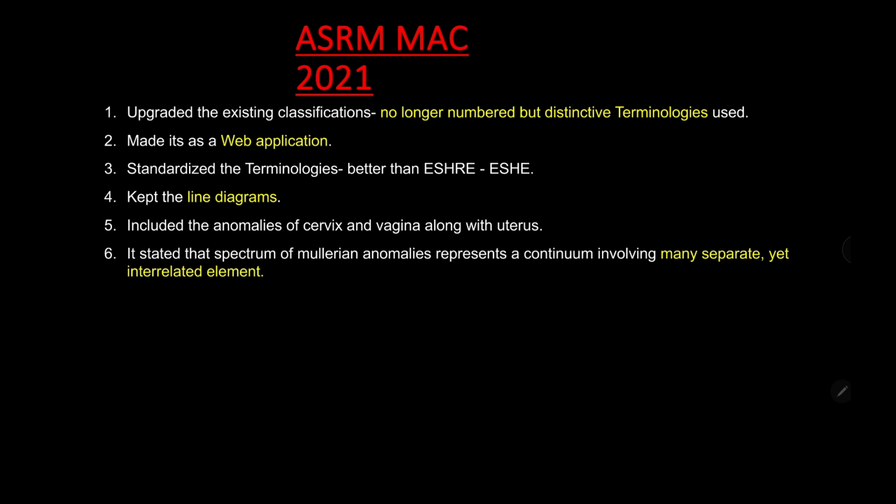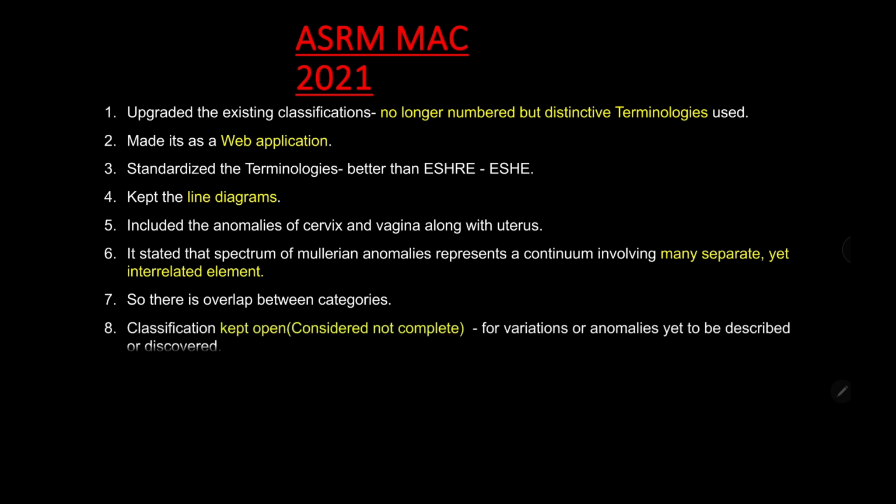They are not watertight compartments. It is a spectrum of Mullerian anomalies which show a lot of overlap. So the clinical presentation of each anomaly can be quite different from what is present in the classification system. There is a lot of overlap between the categories, and the classification system is kept open. That is, it is not considered complete because there are certain variations and anomalies yet to be discovered, and it is also mainly aimed at teaching residents.